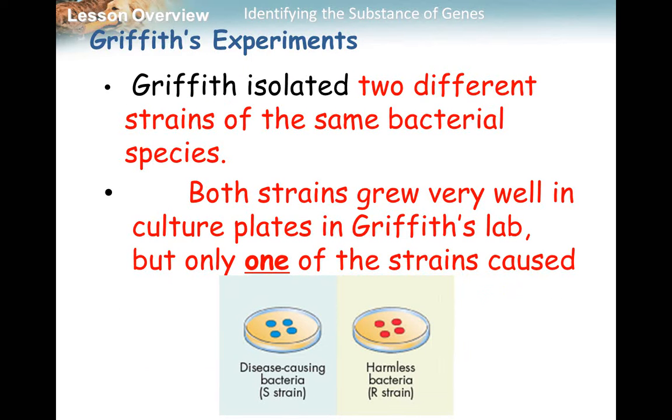Griffith's experiments. Griffith isolated 2 strains of the same bacteria species. Both strains grew very well in the culture plates that he had in his lab, but only one of these 2 caused pneumonia. In the next coming slides, you'll see that I'll be talking about what's known as the S strain and the R strain. The S strain were the smooth strain, and the R strain were the rough strain. The S strain were the disease-causing bacteria, the ones that cause pneumonia, and the R strain, the rough ones, were the harmless bacteria.